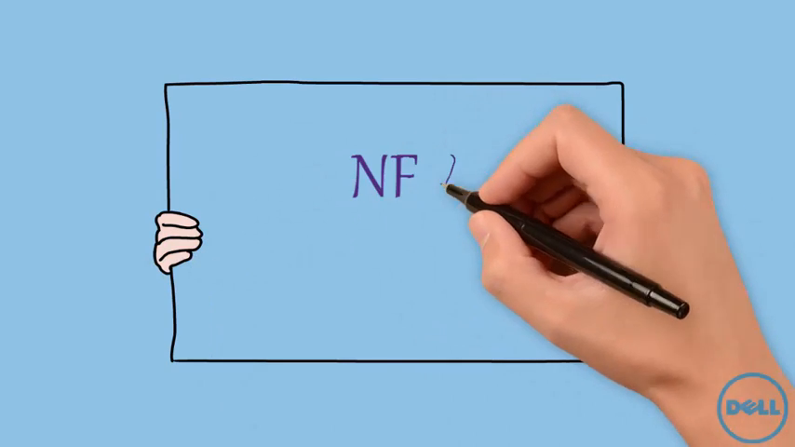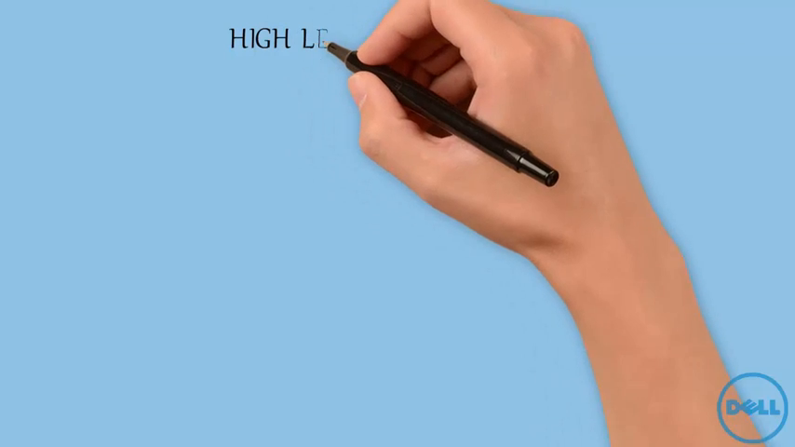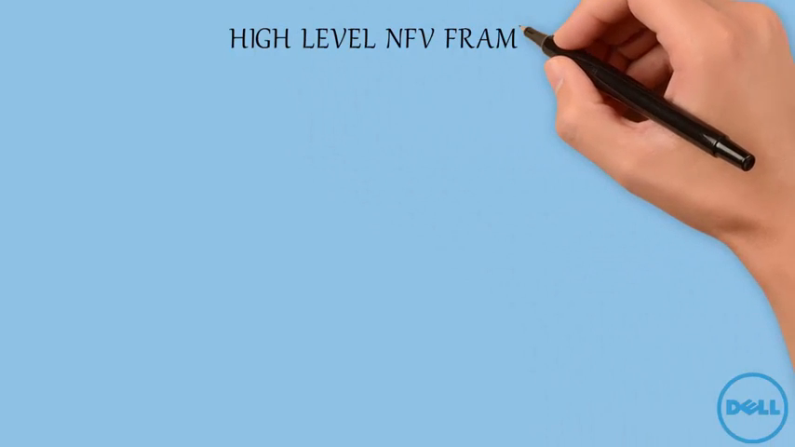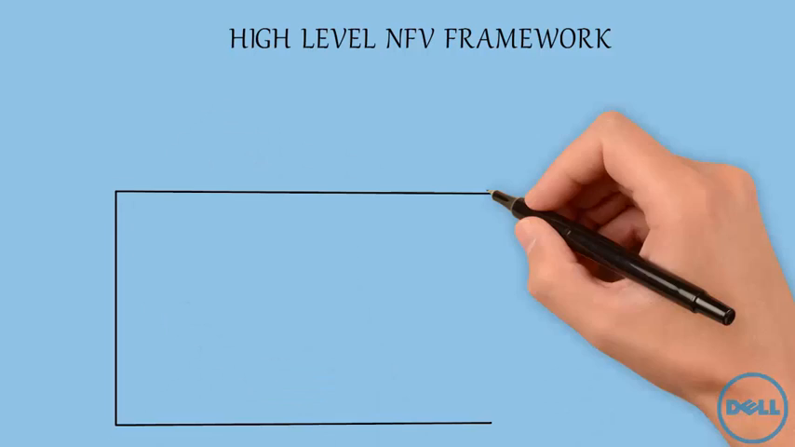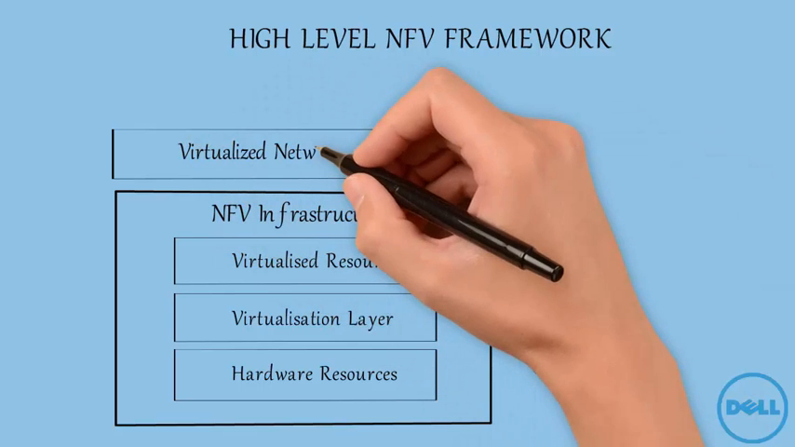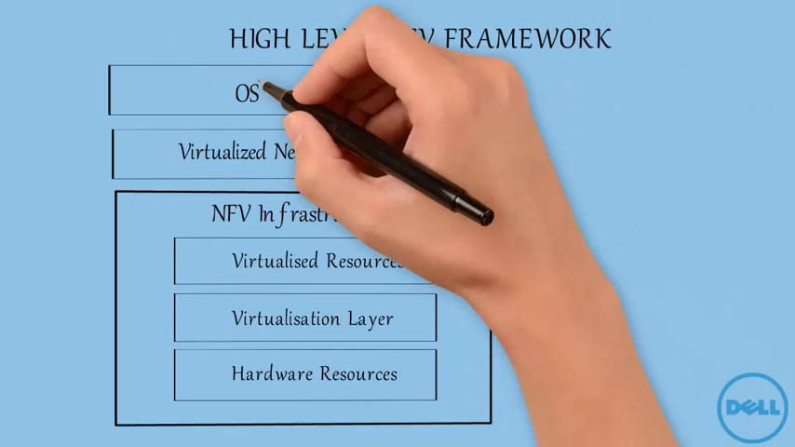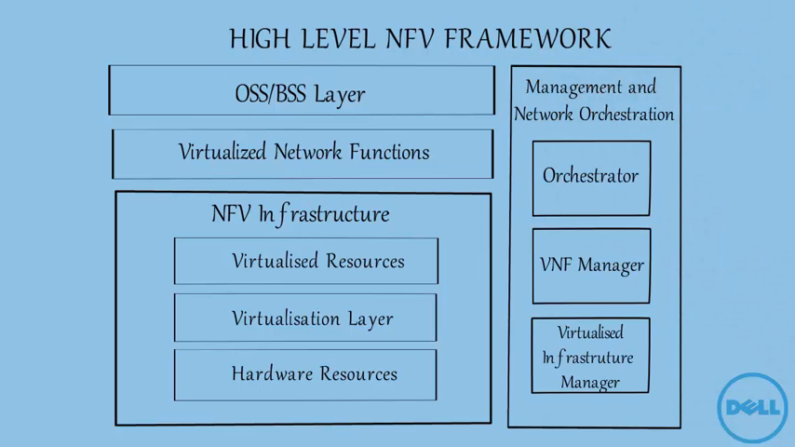This video is about NFV architecture. First, we will talk about the high-level NFV framework, and then explore each component in detail. The NFV framework consists of 4 components: NFV infrastructure, virtualized network functions, the OSS/BSS layer, and the management and network orchestration unit.